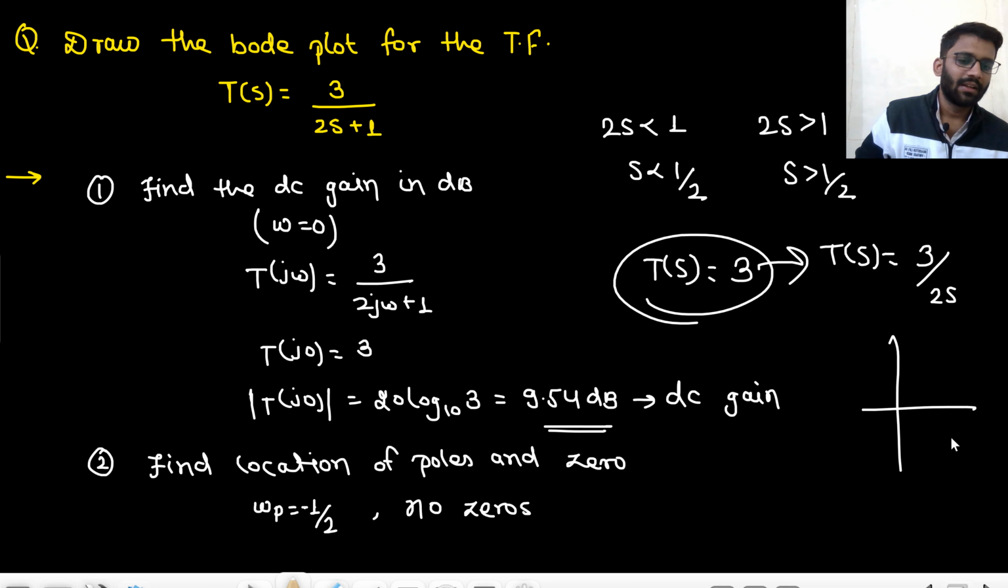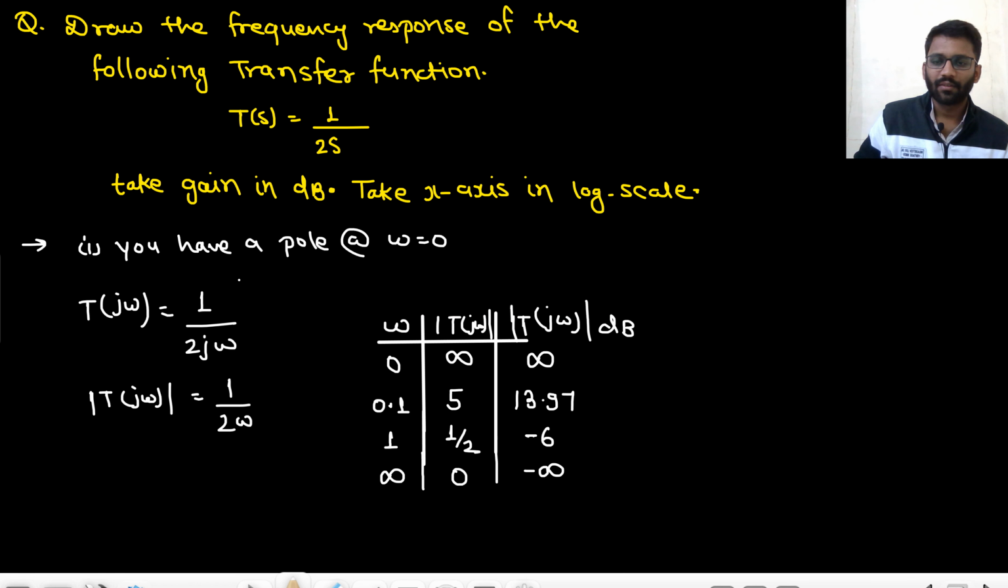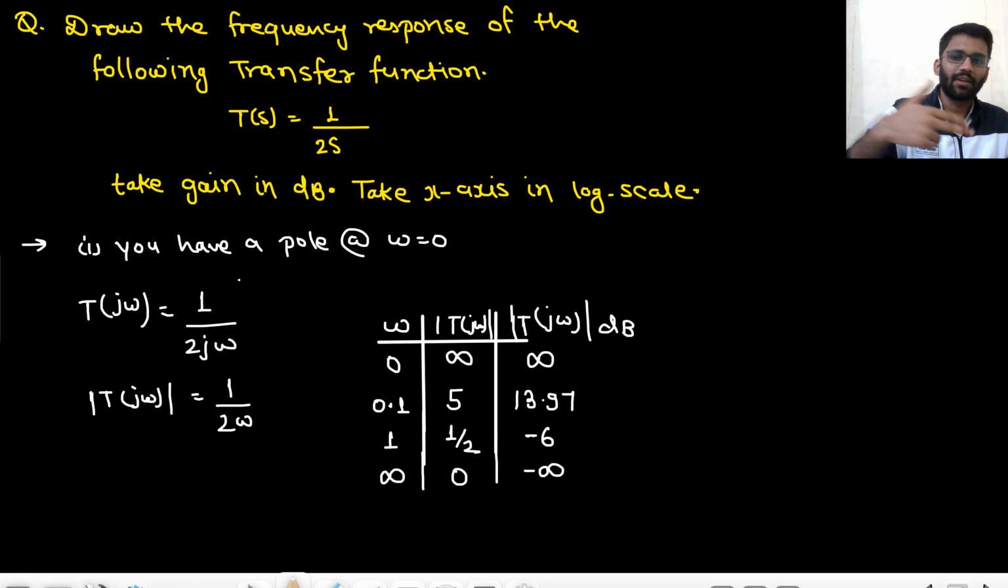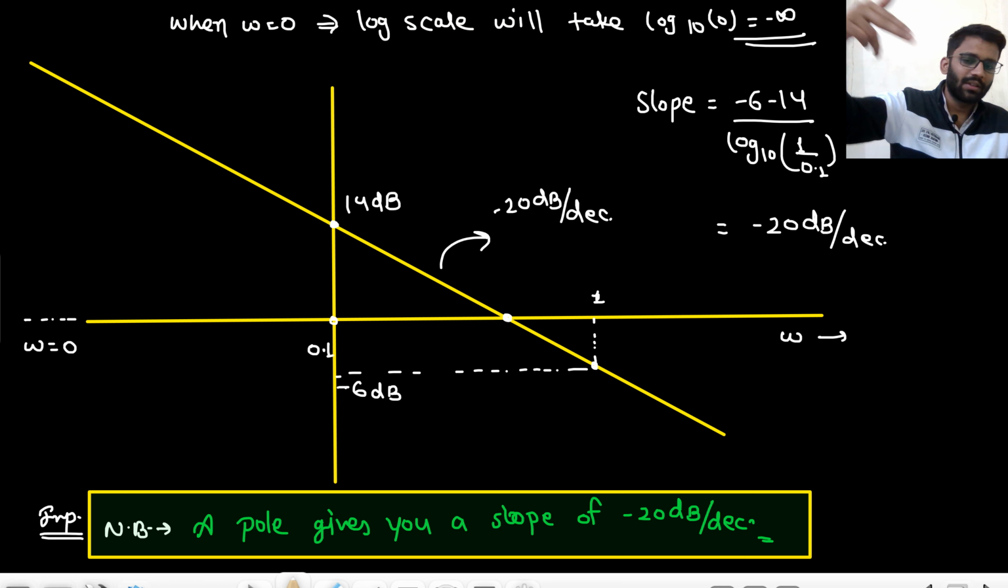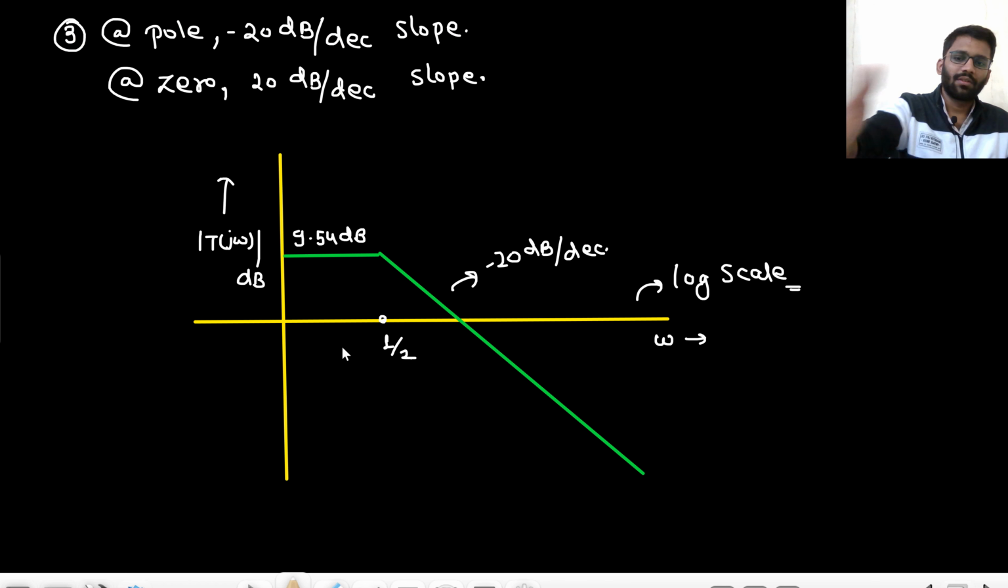So T of S would be 3 by 2S. That means simply when we draw the graph of 1 by S, how do we get it? A minus 20 dB per decade slope, right? When you draw the graph of 1 by 2S here, we got minus 20 dB per decade slope. So this is what we are getting after 1 by 2. Are you getting my point?